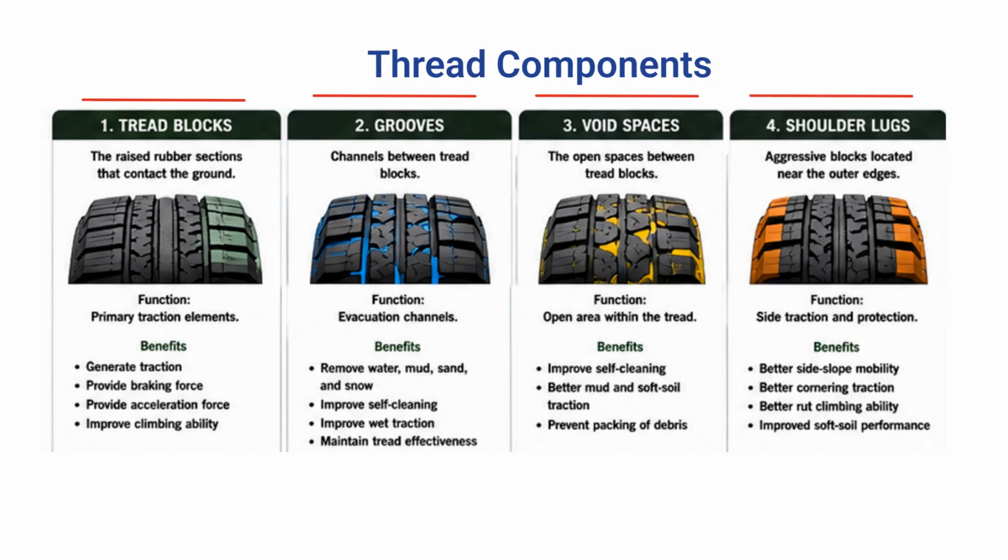Finally, we have the shoulder lugs, located near the outer edges of the tyre. These aggressive blocks improve side traction, cornering, rut climbing, and side slope mobility. More open and aggressive shoulder lugs usually provide better off-road grip and self-cleaning.